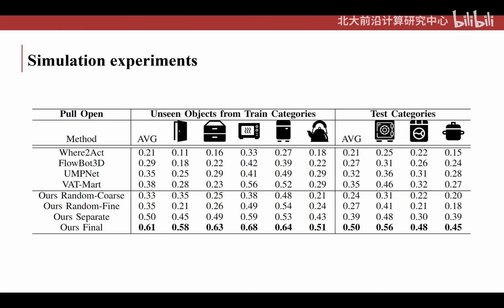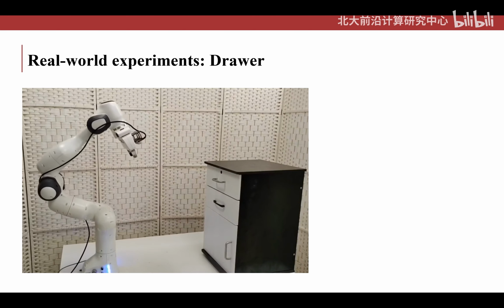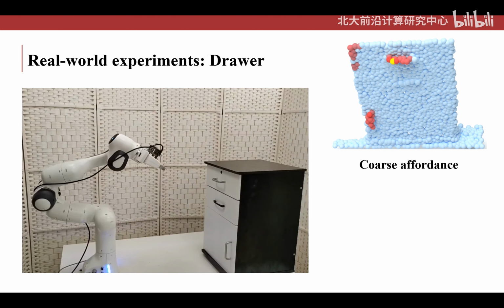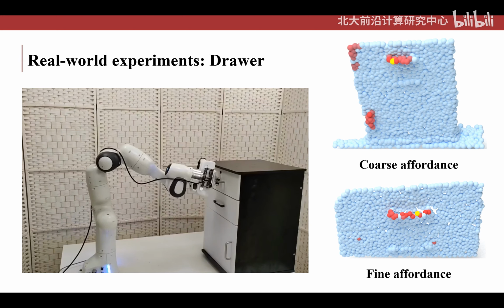Using the SAPIEN physical simulator and the PartNet-Mobility dataset, equipped with a ray tracing depth camera that generates noisy point clouds with the same principle as real-world sensors, our experiments rigorously evaluate our approach. To verify our method's real-world applicability, we conduct real-world experiments using a 7-DOF Franka Emika Panda robot with a RealSense camera mounted on its hand.